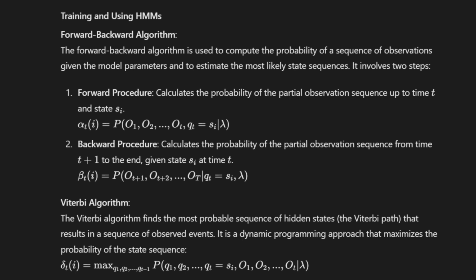Viterbi algorithm. The Viterbi algorithm finds the most probable sequence of hidden states, meaning the Viterbi path, that results in a sequence of observed events. It is a dynamic programming approach that maximizes the probability of the state sequence.